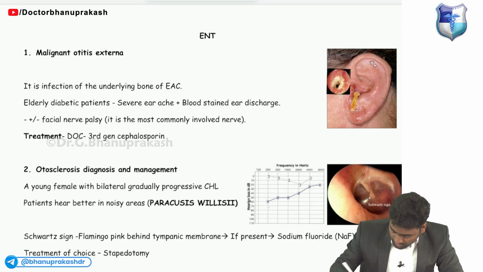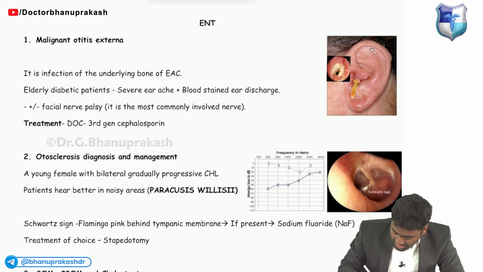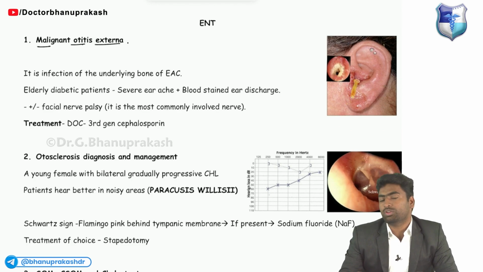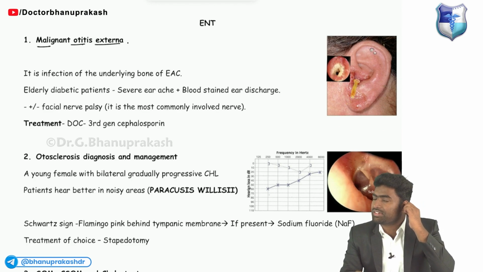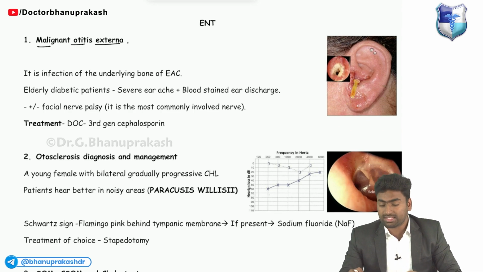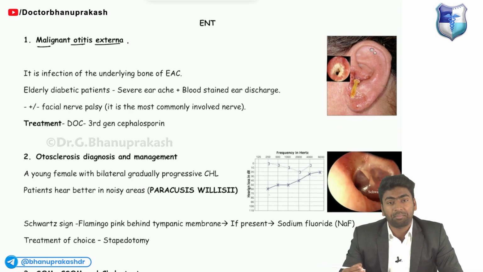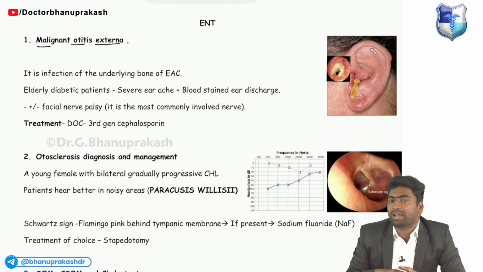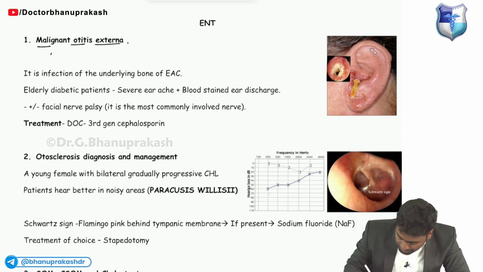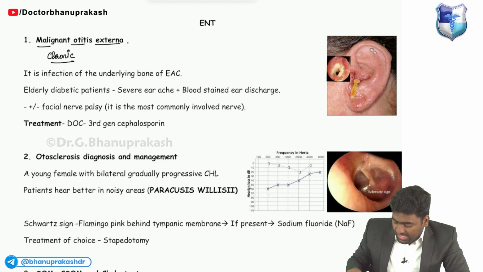We'll move ahead. First we'll see the first condition, which is known as malignant otitis externa. What is this malignant otitis externa? We know otitis externa means infection of the external layer, but usually they will spare asking this, but they will ask this condition, malignant otitis externa. It is not a malignancy; malignant here means a chronic condition, a chronic inflammation of the external layer.